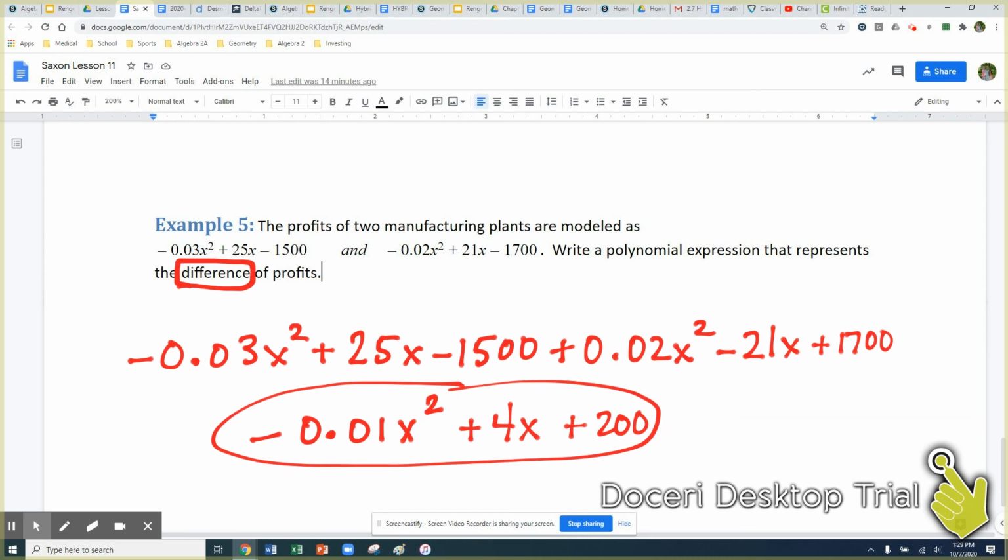If you wanted to, you could line up your x squareds, you could line up your x's, line up your constants, or we can just do that subtraction by adding the opposite. So that finishes up lesson 11.